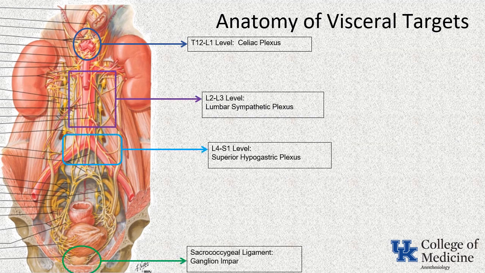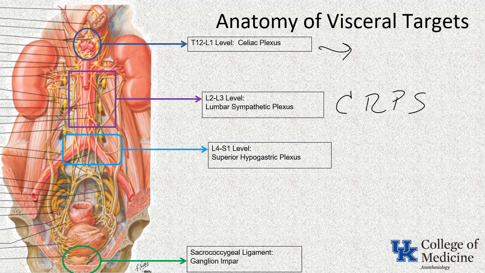These are essentially what it looks like from a gross view. Your celiac plexus is at the T12-L1 level, and it's anterior to the aorta. The lumbar sympathetic plexus is at the L2, L3 level, which is not something we would typically block for cancer-related pain, but we do treat CRPS of the lower extremity with the block here.